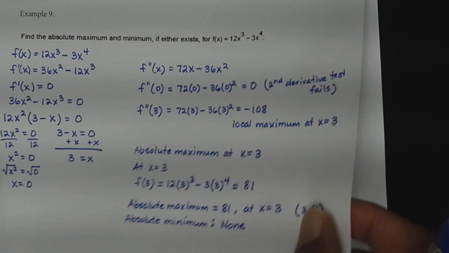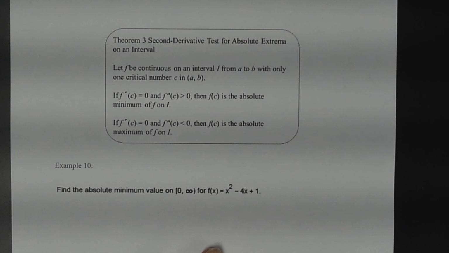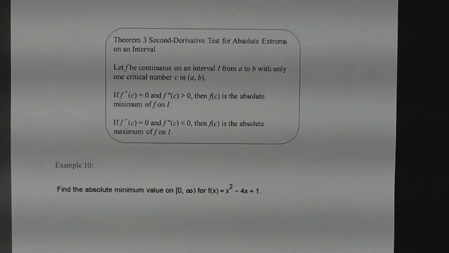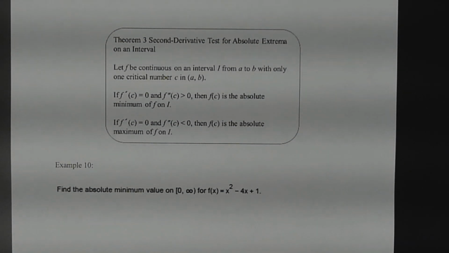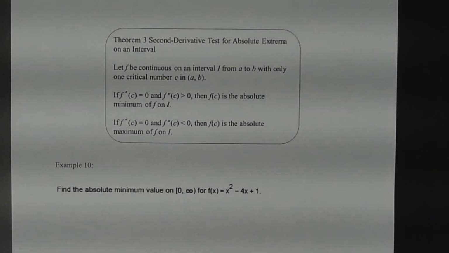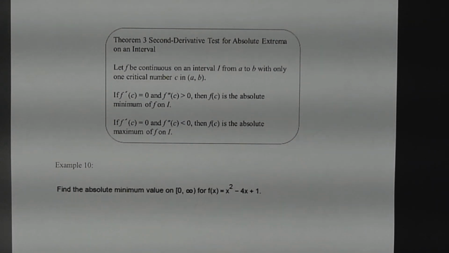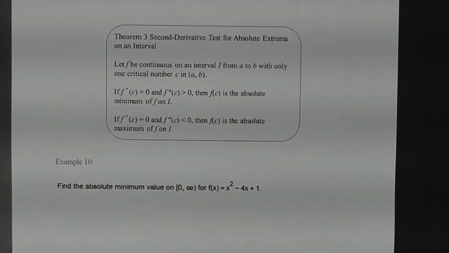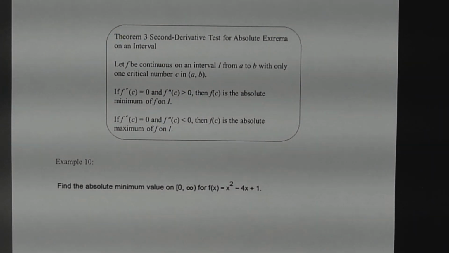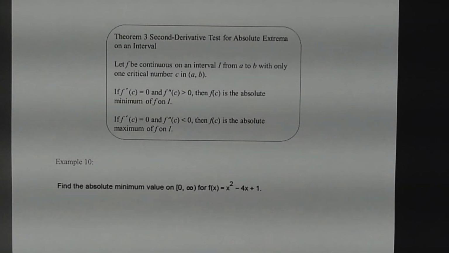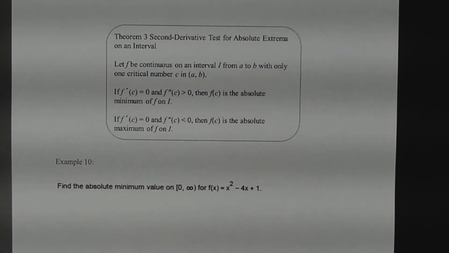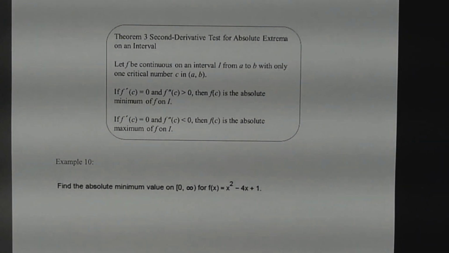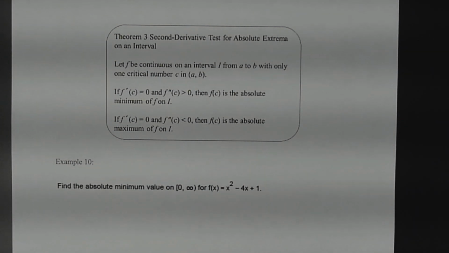And finally, on the last page is going to be the second derivative test for absolute extrema on an interval that's given to you. So here you're going to let f be continuous on an interval I from a to b with only one critical number, c, in the interval (a, b). That's the open interval, by the way, as you can see. If f prime of c is equal to 0 and f double prime of c is greater than 0, then f of c is the absolute minimum of f on that interval I.